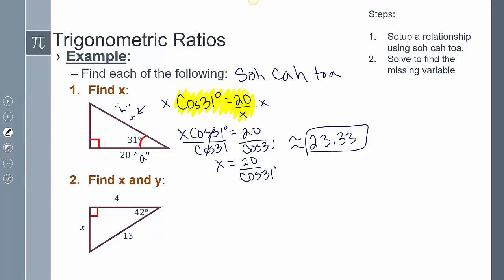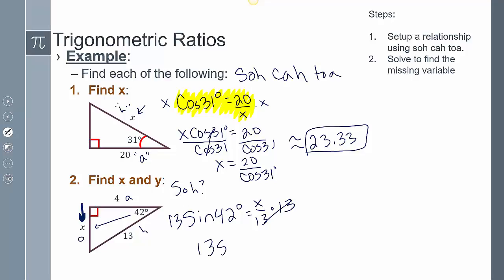So the next one, find x and y. I'm just going to find x here. I have the opposite, but I also have my adjacent and my hypotenuse here. I'll just use sine, why not? So the sine of 42 degrees equals opposite over hypotenuse. Now step 2, solve for the missing variable. I want to get x by itself, so I multiply both sides by 13.